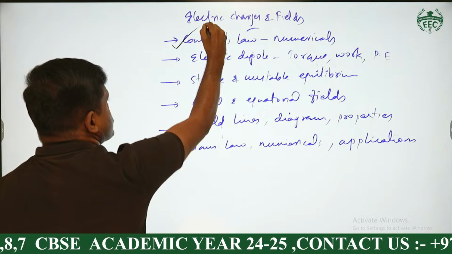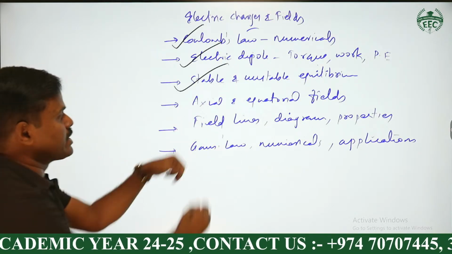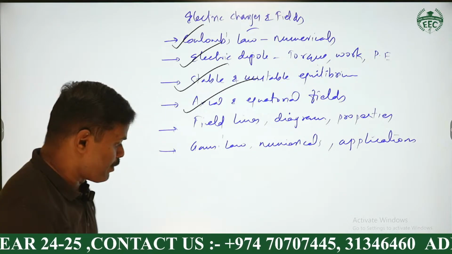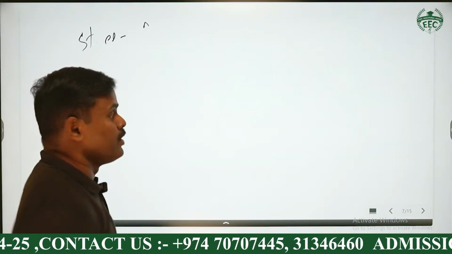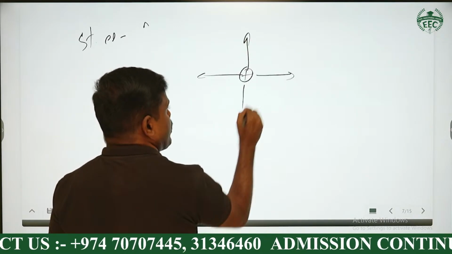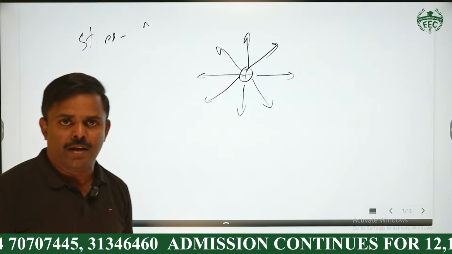I did Coulomb's law, I did electric dipole, stable, unstable, and axial, equatorial. Now field lines diagram and properties. Field lines are drawn from positive charges, and this actually gives the direction of the electric field.